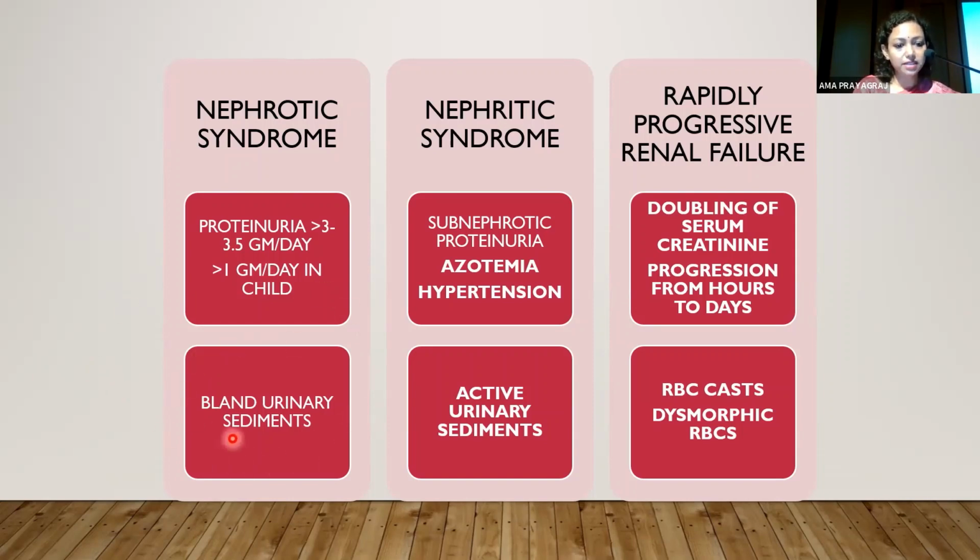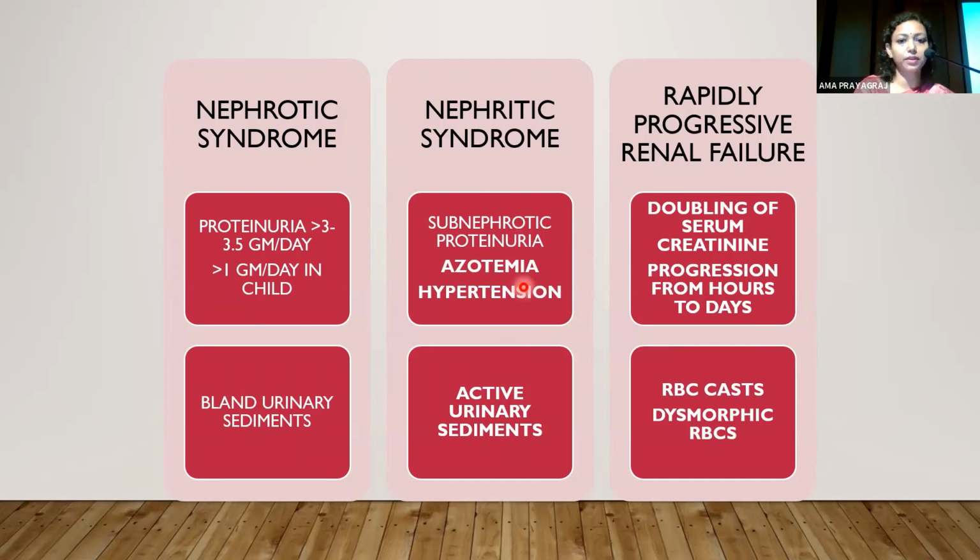The urine sediments in a case of nephrotic syndrome are bland, meaning thereby there are no RBCs in the urine sediment of this patient. The other syndrome, that is nephritic syndrome, the patient will present with subnephrotic range proteinuria, that is 2 to 3.5 grams per day, along with azotemia, that is, there is retention of blood urea nitrogen and serum creatinine, and there will be a hypertension component as well. The patient will also have oliguria, so it is an emergency.